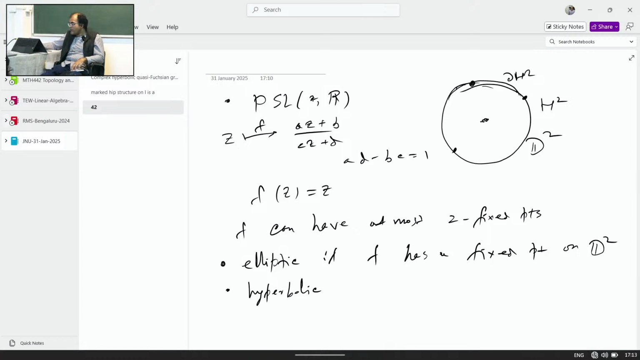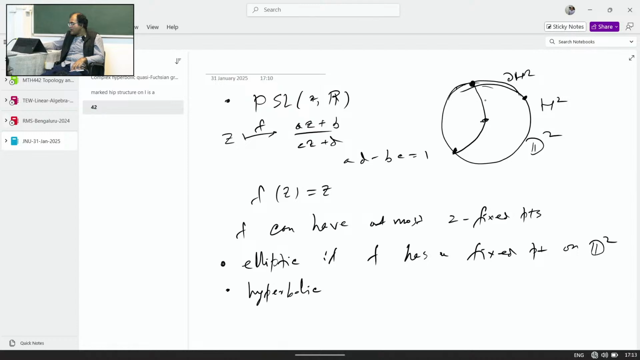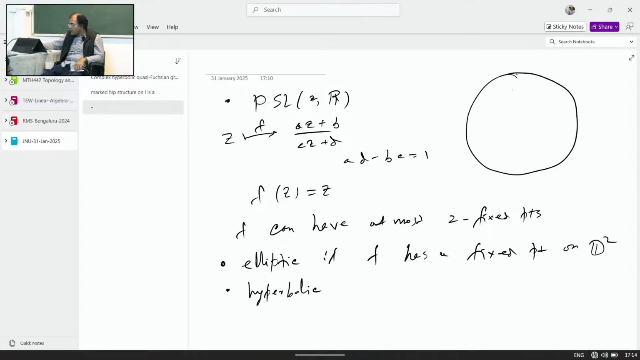The reason is the following: suppose it has another fixed point, then you join these fixed points by geodesics, and you get a triangle. The center of mass of the triangle has to be equidistant to everything, so it has to fix another point. I am drawing a wrong picture here, the picture has been messed up, but anyway, no problem. So if it has 1 fixed point inside the disk and 3 fixed points on the boundary, then it fixes everything.